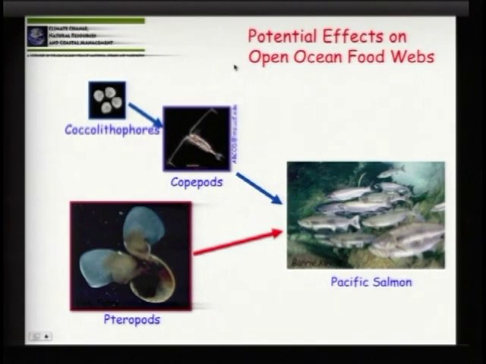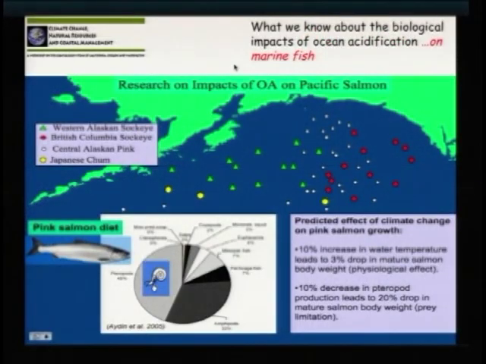Now, the other issue is what happens as we have impacts at the low end of the food chain. How does that affect the high end of the food chain? I show you this simple pathway here from coccolithophorids, which are the marine plants, to the copepods, to the fish, or from the coccolithophorids to the pteropods to the fish. And you can see what happens at the food chain will have a significant impact on the fish.